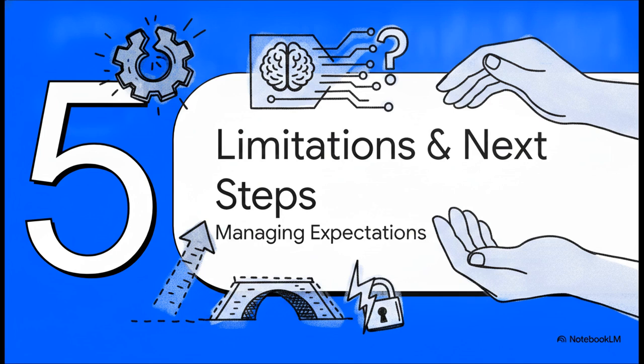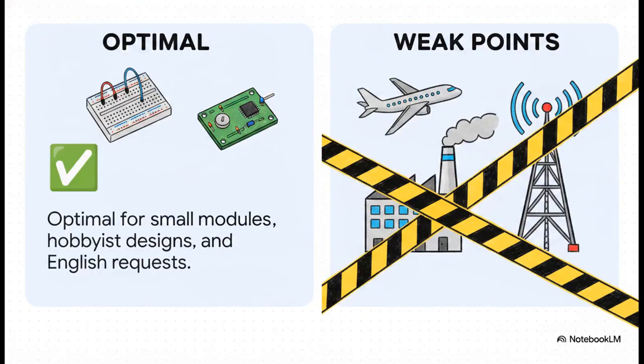Section 5, limitations and next steps. Finally, let's talk guardrails because managing expectations is absolutely vital with any early-stage research system like this. While it's super impressive, we have to keep our feet on the ground. SchGen shines right now when you're working on small to medium-scale modules, hobbyist or open-source hardware designs, and using English language requests. But it definitely struggles with RF or high-frequency circuits, heavy industrial hardware, massive multi-board systems, and especially safety-critical applications. It's a brilliant tool, but yeah, no, you wouldn't use it to wire an airplane today.